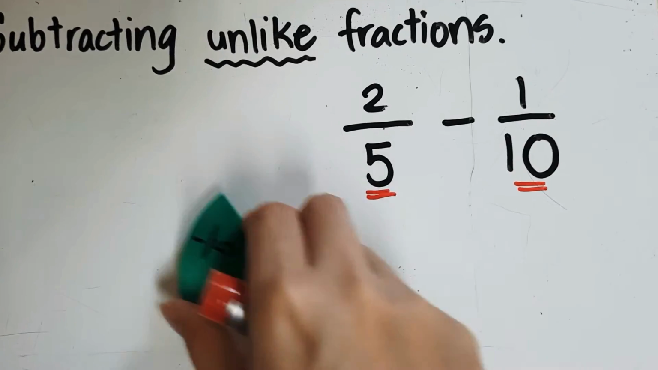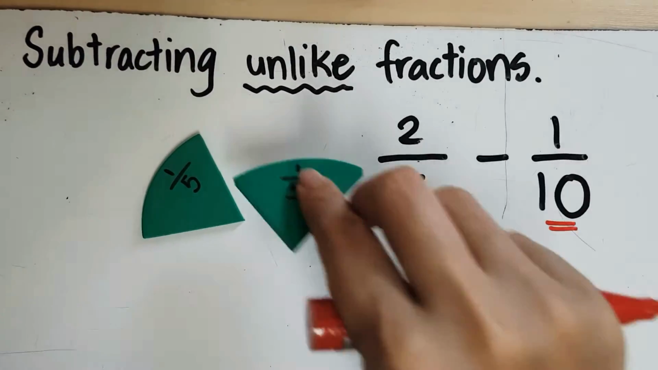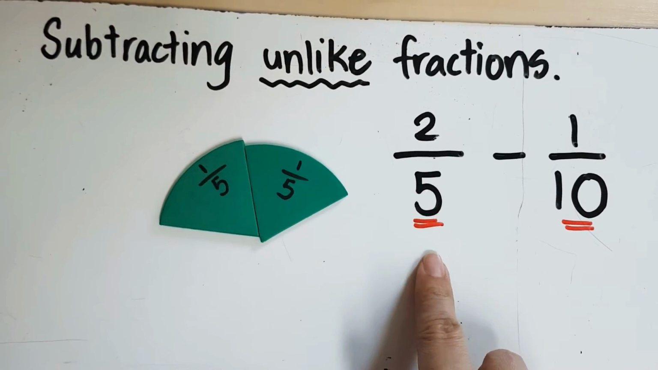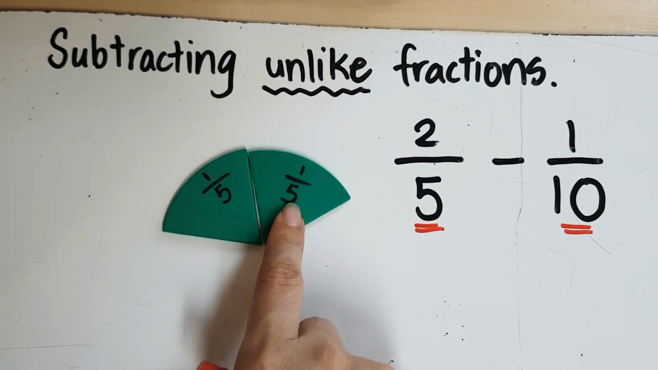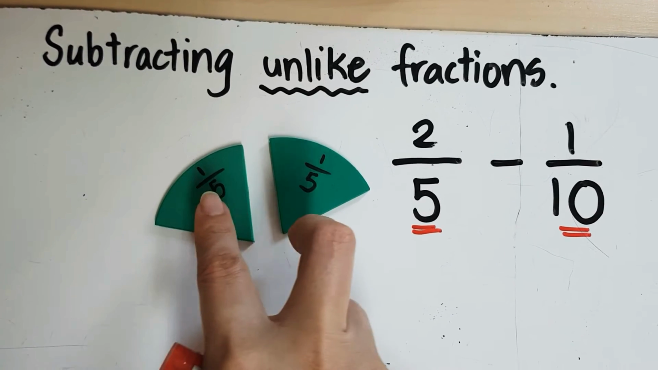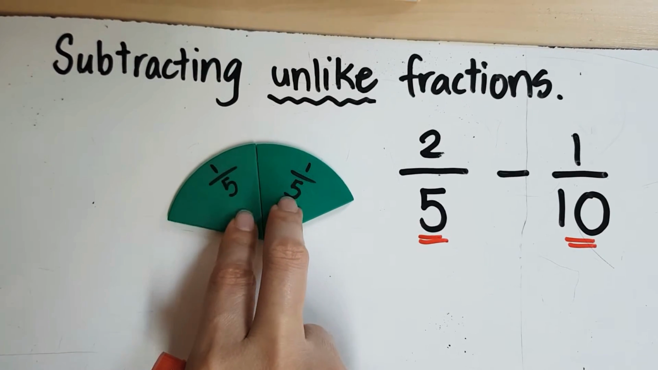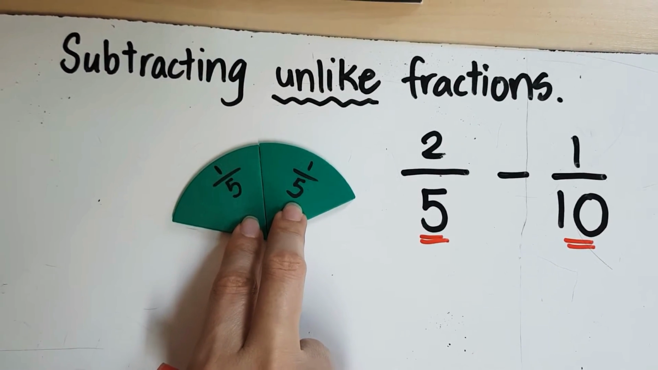We have 2/5, and I'm going to show you 2/5 here. And from 2/5, I want to take away 1/10. Now, I want to take 1/10 away from here, but as you can see, there are no tenths here. These are fifths. Now, how can I make these fifths look like tenths?